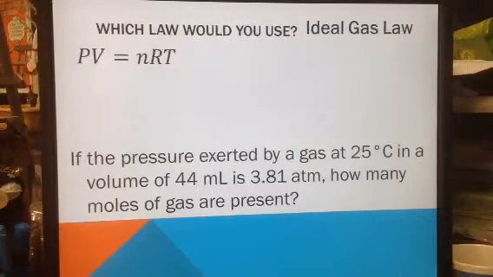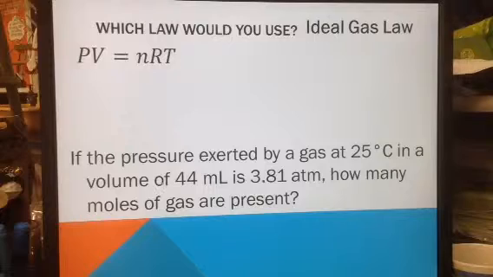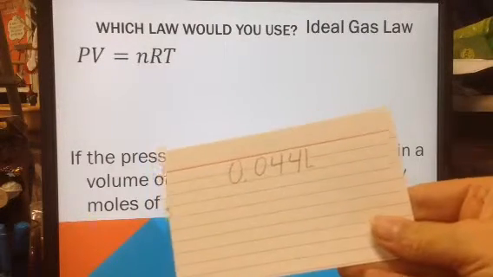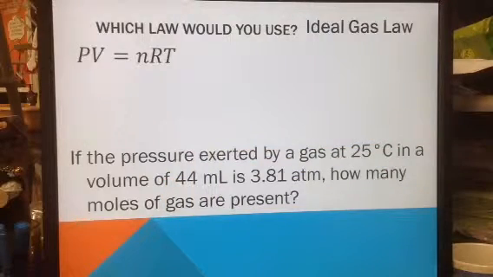The volume is 44 milliliters. That's not in the proper units of liters. To convert from milliliters to liters, you simply move your decimal point 3 places. 1, 2, 3. So it would equal 0.044 liters in the proper units.